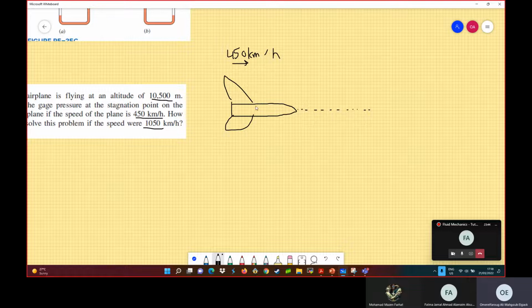Now, you know the concept of relative velocity. If the plane is moving to the right, it is as if the air is blowing at the plane at a velocity of 450. So the same thing. Now at this point, at the nose of the plane, the air will come to a complete stop because it will be blocked here completely. So here I will have the stagnation point. Stagnation.